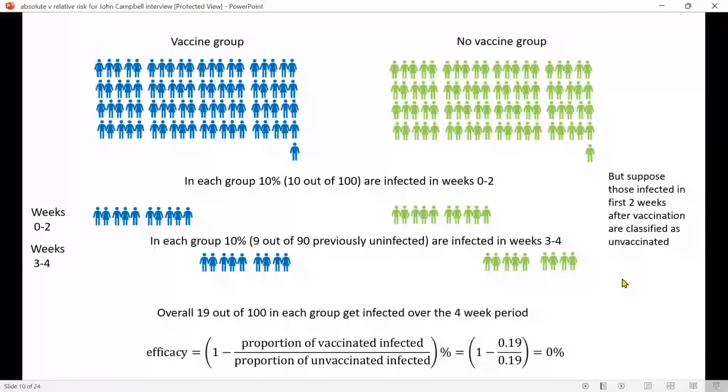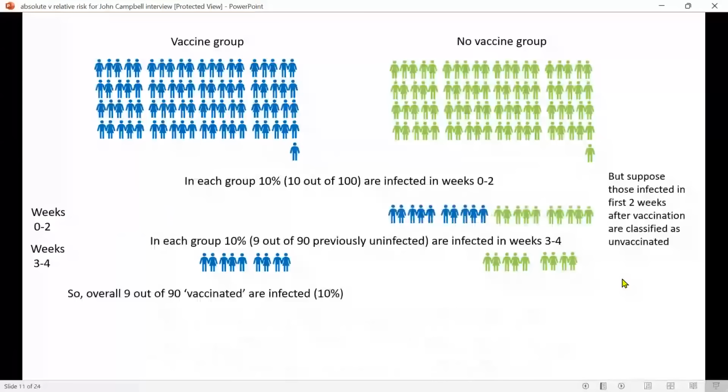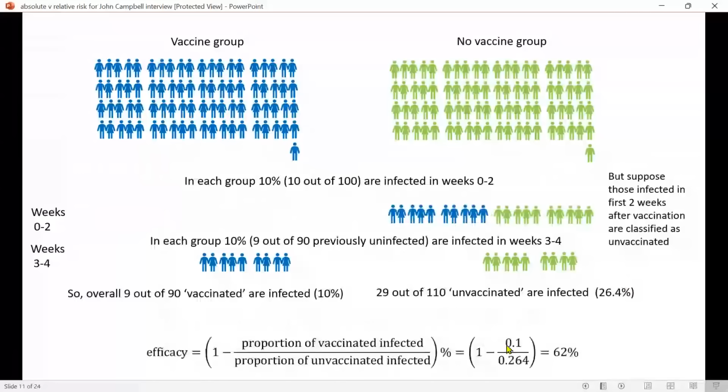So now those 10 who were in the vaccine group move over to the no vaccine group. We're left with 9 out of 90 infected who are classified as vaccinated. That's still 10%. But we're now classifying 110 as unvaccinated, of whom 29 are infected, which is 26.4%. If you apply that efficacy measure, you're already up to 62% efficacy for this placebo, simply because of this mathematical trick of classifying those who are infected in the first 2 weeks in the vaccine group into the no vaccine group. They're classified as unvaccinated.